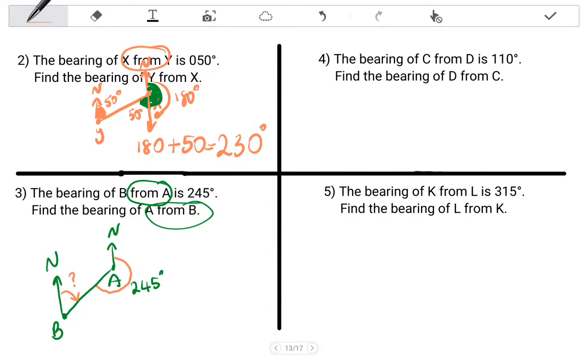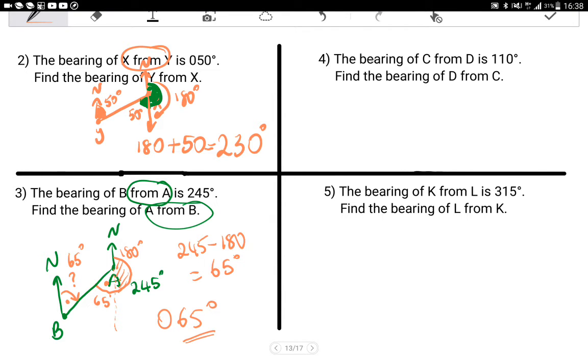Again, from north to south, from 245, we have a piece of 180 degrees, and another piece is an acute angle, which is alternate with this bearing. I can find this acute angle by subtracting 180 from 245, which gives us 65 degrees. So this angle here is 65, and also the alternate of it here is 65 degrees. And the answer for the bearing of A from B is 65 degrees.